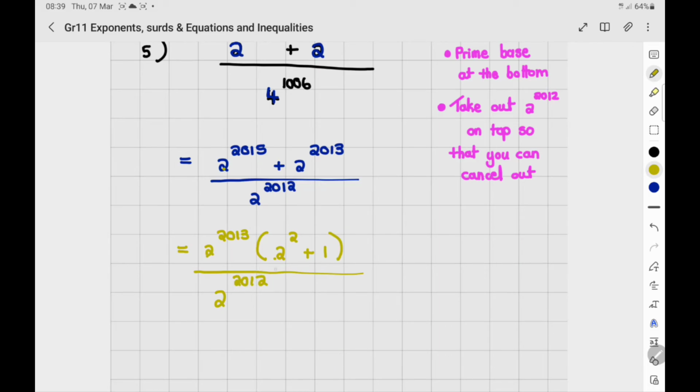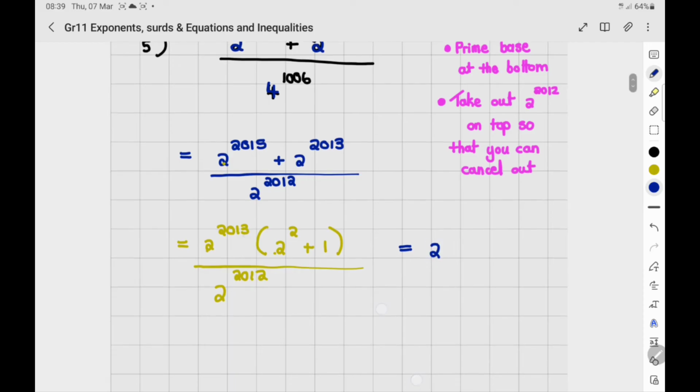Okay, now these two can cancel, or not cancel out. 2 to the power 2013 divided by 2 to the power 2012. So they've got the same base. So what I'm going to do is I'm going to keep my same base and I'm going to subtract the exponents. What is 2013 minus 2012? Is 2 to the power 1. And then in brackets, if I have to simplify, it will be 4 plus 1. Which gives you 2 times 5, which gives you 10.